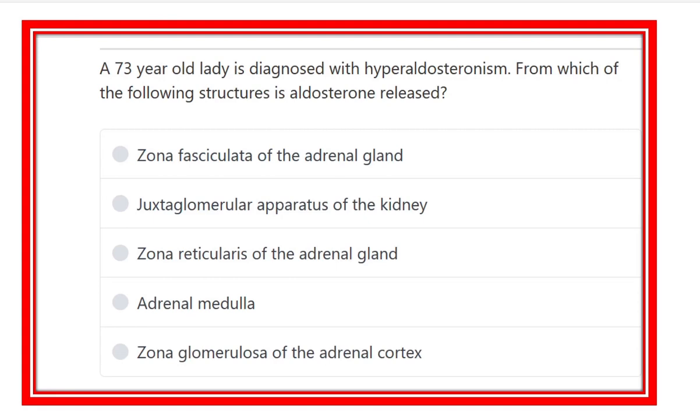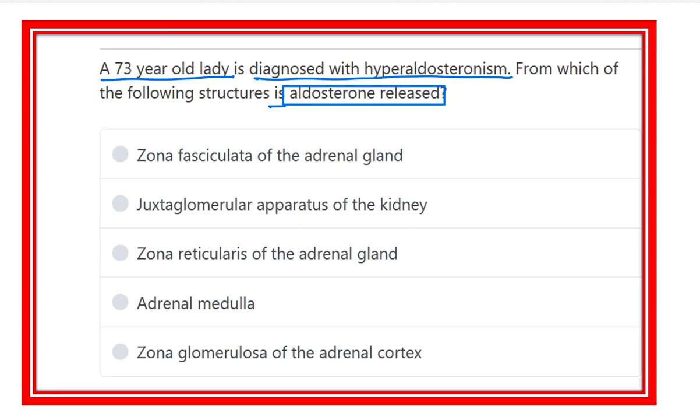A 73-year-old lady is diagnosed with hyperaldosteronism. From which of the following structures is aldosterone secreted or released? So it is one of the direct questions: from which structure is aldosterone released?